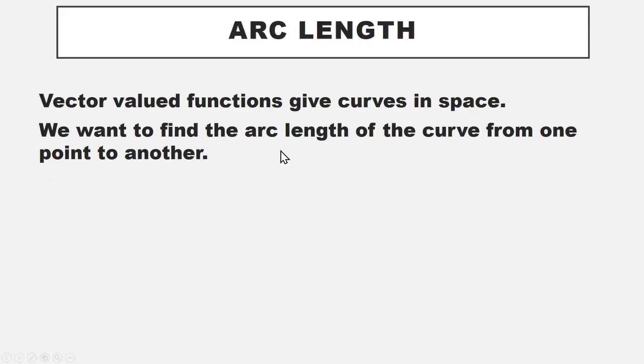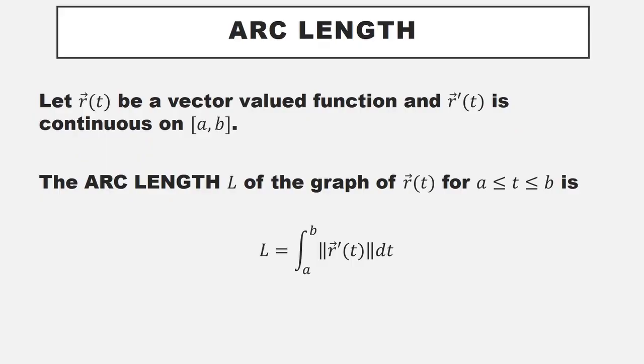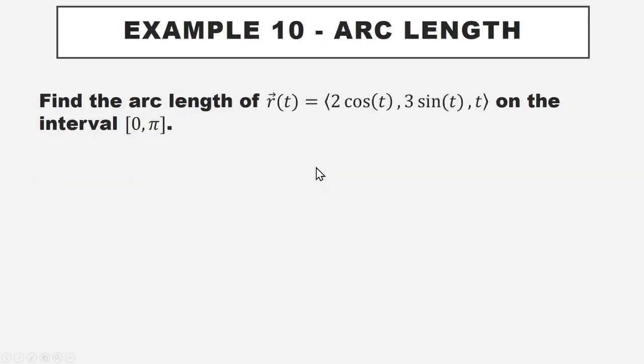Just so we're on the same page, the arc length is the length of how far an object would travel along a path. So how far an object would travel along a path if the vector valued function determined my path. Let's do an example of this.